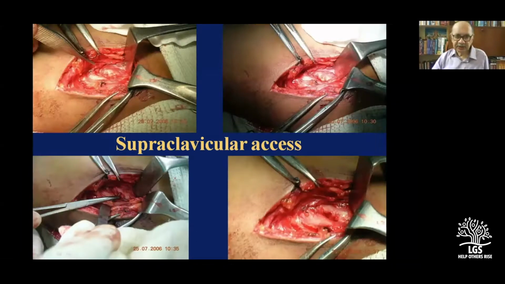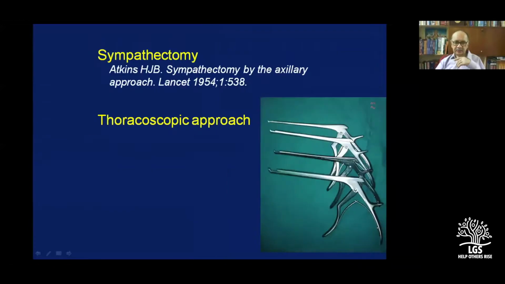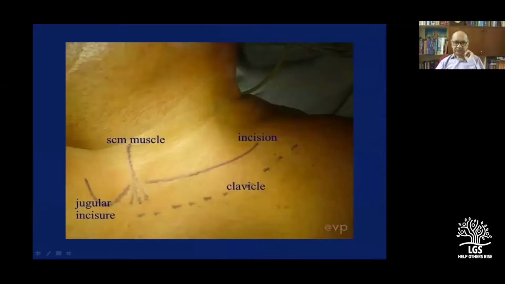Then comes the supraclavicular access. When there is a vascular surgery as well as a cervical rib, it is ideal to have a supraclavicular access, which gives you good exposure, but it is not possible for other approaches. Sympathectomy, Atkins was very particular about sympathectomy as an axillary approach and the thoracoscopic approach by using the Watts method.